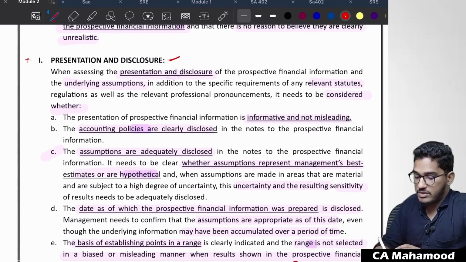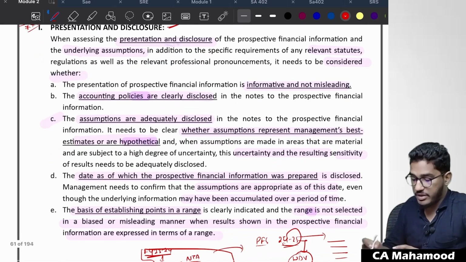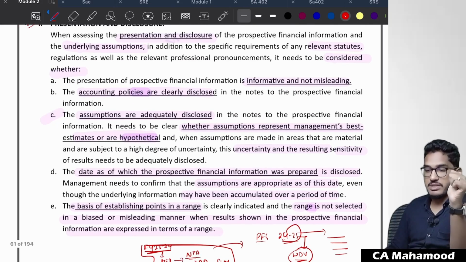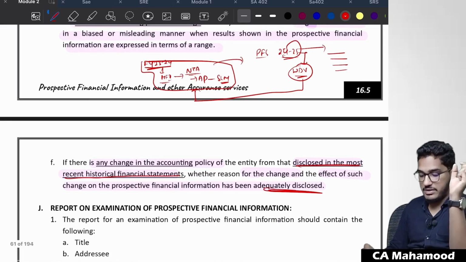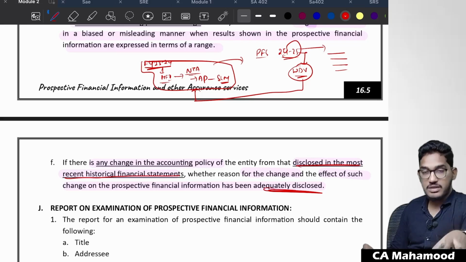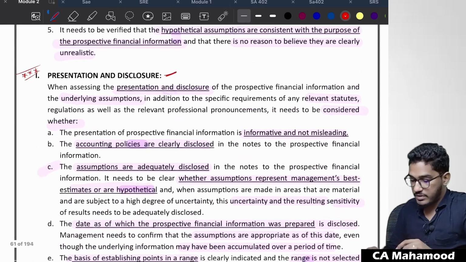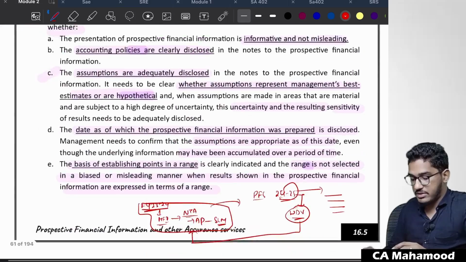They might ask you a question: what are the responsibilities of the auditor when verifying presentation and disclosure of prospective financial information? So what you're supposed to write: 6 simple points. Number 1, presentation should not be misleading. Number 2, accounting policy should be disclosed. Number 3, assumptions should be disclosed. Number 4, the date on which the prospective financial statements are prepared should be disclosed. Number 5, in case it is a range, the proper range should be disclosed. Range should be proper. Number 6, if there is any change in the accounting policy from the recent historical financial information, that is also required to be disclosed. Understood, everybody? Clear and comfortable? So this is what regarding presentation and disclosure. This is also having a high chance of getting tested.